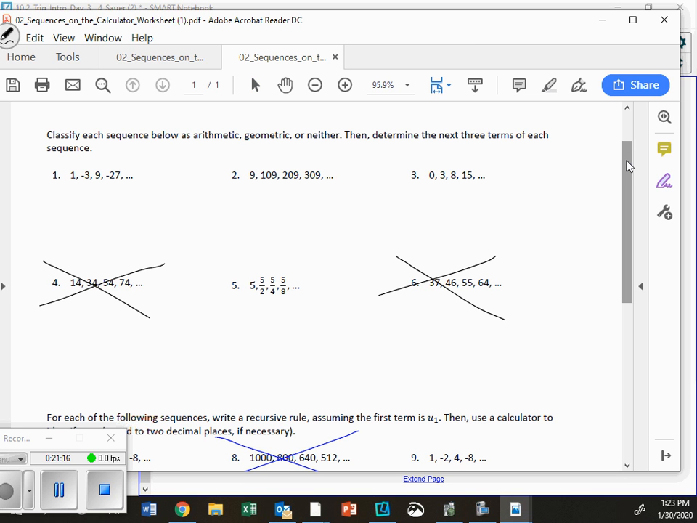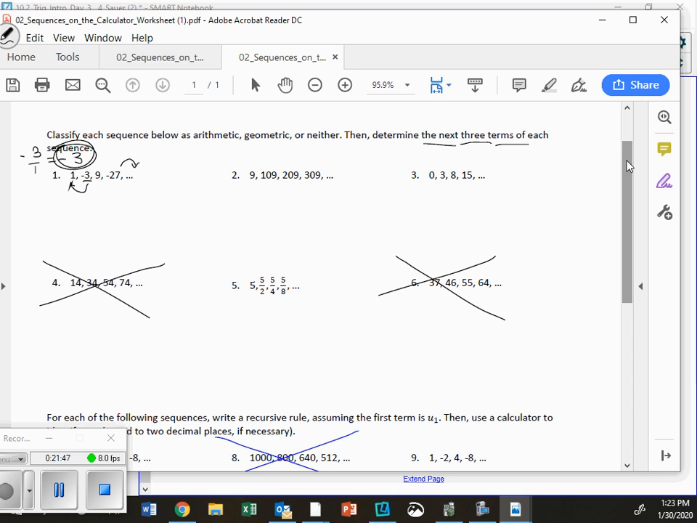Now, could you bust out your calculator to do this? You could, but in my opinion, it's probably faster to just do this without the sequence mode and everything. I just take this and multiply by what? What are you multiplying by? Well, take that divided by that. -3 divided by 1 makes -3. I'm multiplying it by -3 every time. Just keep multiplying by -3 a few more times, and you'll find the next 3 terms in the sequence.